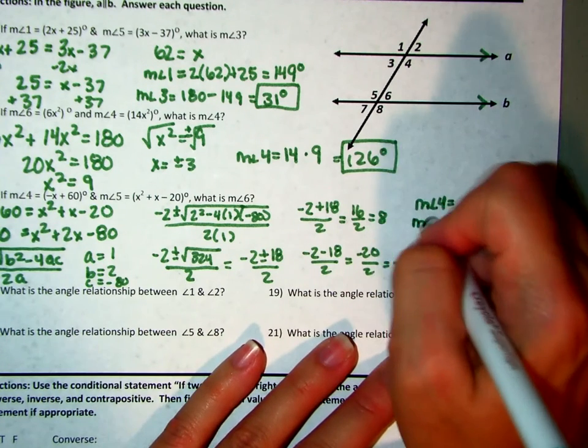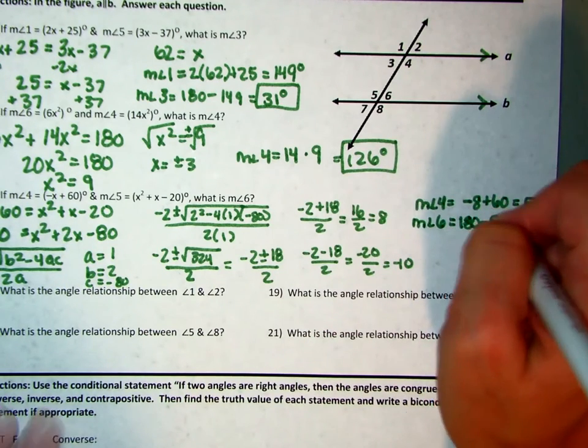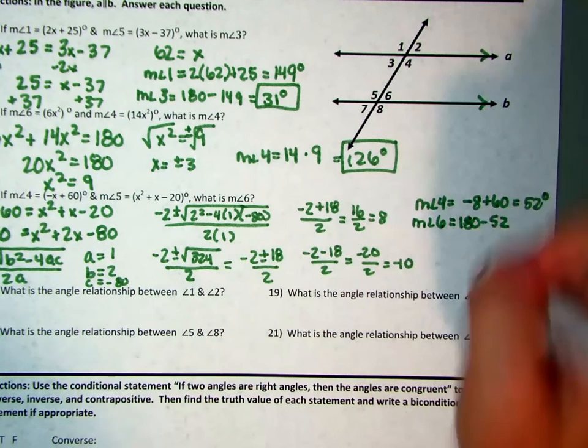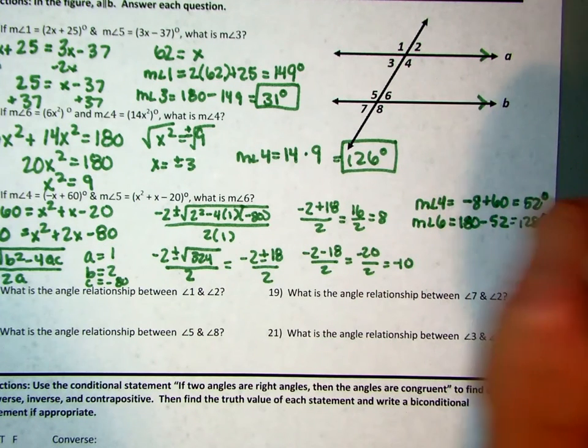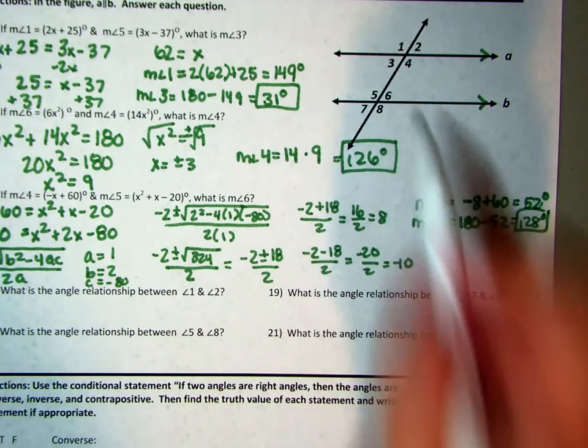So in this case, the measure of angle 6 would be 180 minus the 52 degrees. So when I have that, 180 minus 52 is going to be 128. Clearly the picture is not drawn to scale because that's not an obtuse angle.